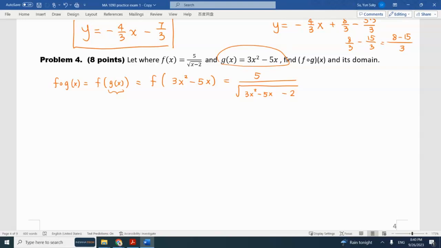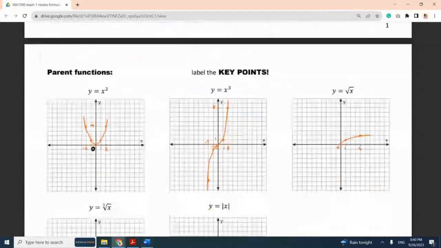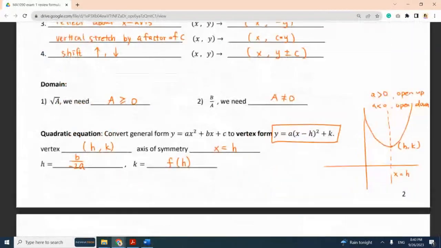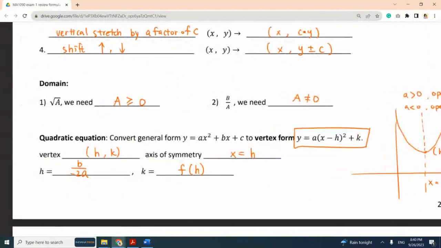All right, now let's see. Okay, this is the composite function, and we want to find the domain. Okay, the domain part is here. Two things we care about. Do you see a square root? If you see a square root, we need the things inside the square root to be greater or equal to 0. If you see a fraction, then you need the denominator not to be 0.